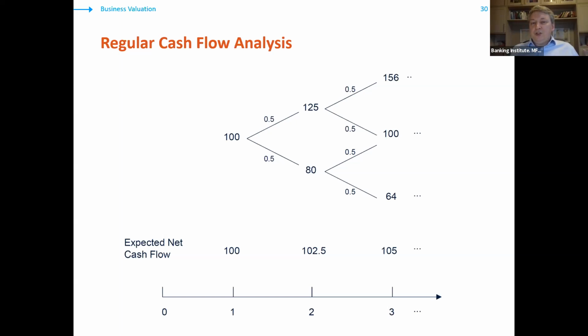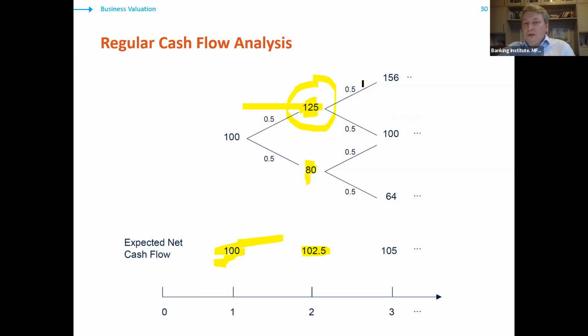So generally, we have the following tree of opportunities. We have 100 million for the first year, that's for sure. Then we have 50% probability to get 125 and 50% probability to get 80. So on average, expected cash flow for the second year is 102 million.